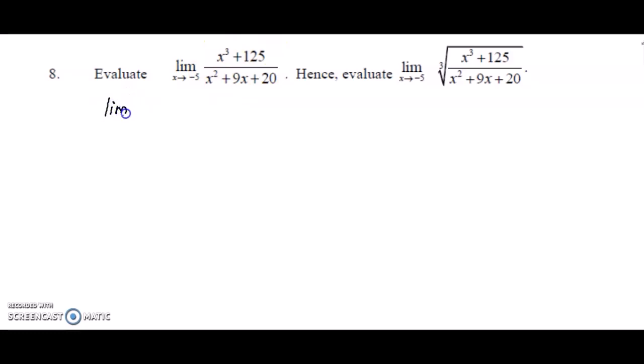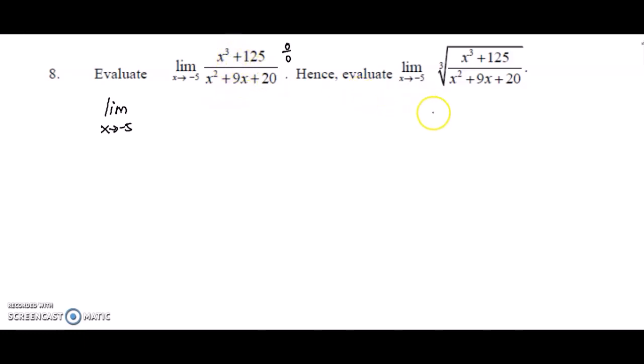To evaluate this limit, firstly, we need to use the substitution method. Substitute this negative 5 inside, you get 0 on top. And substitute negative 5, you get 25 minus 45 and plus 20, you will get 0. Alright, so to evaluate this limit, we need to factorize first using the method of factorization.